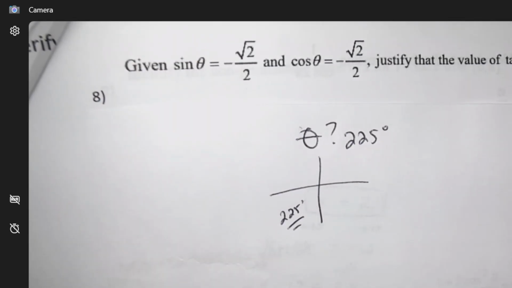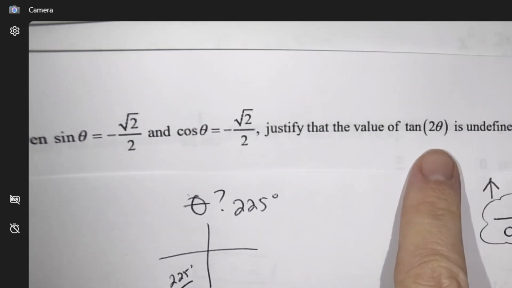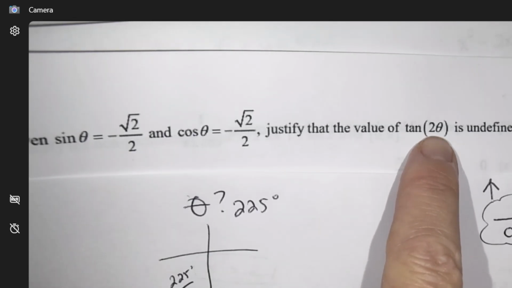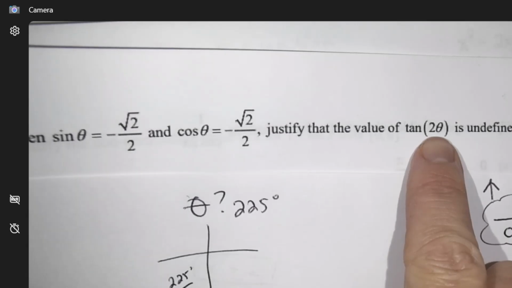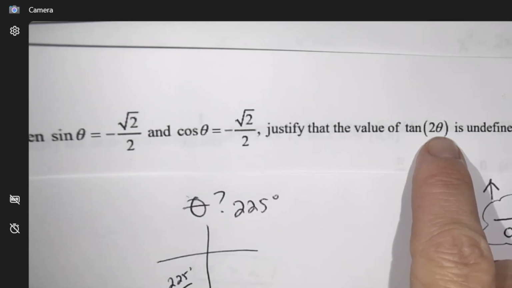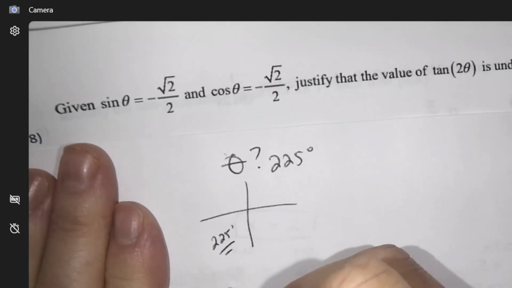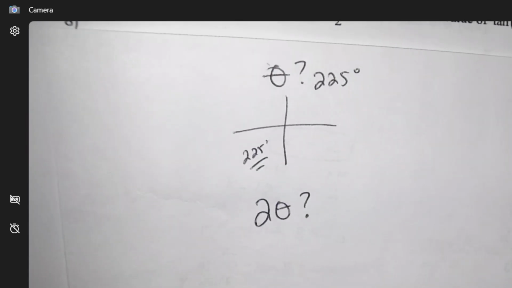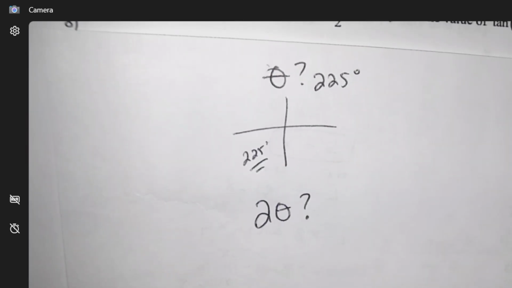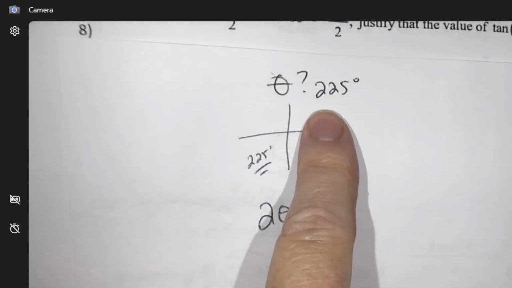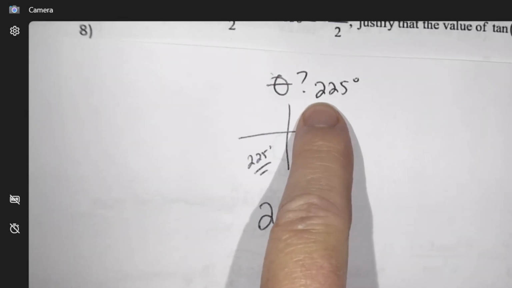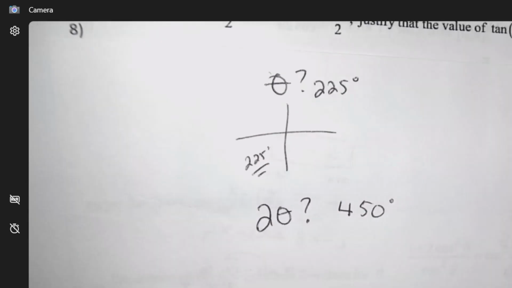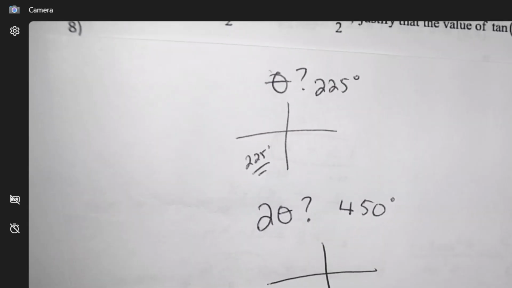Okay, so this is where the angle is. So this talks about justify the tan of, do you remember what this means? It means to double that angle. Okay, so here's my new question. What is that angle doubled? You can do it in your head. Double that. What's double 200? 450.